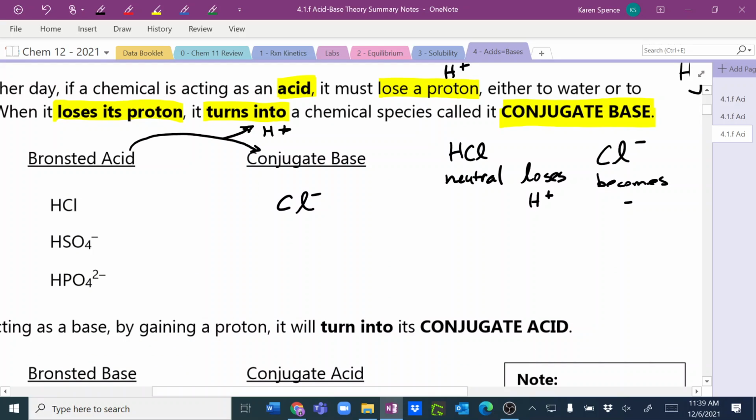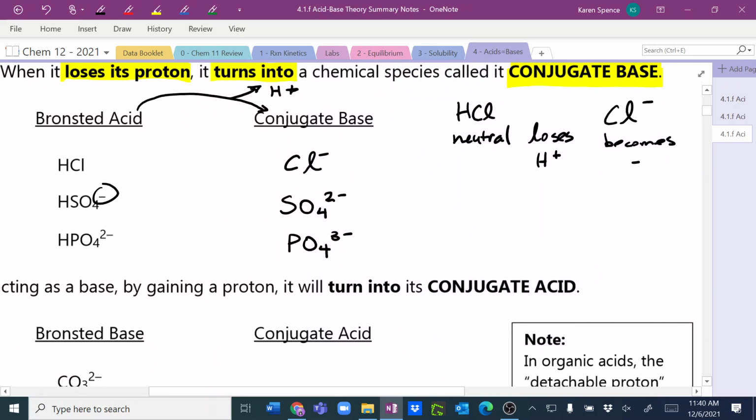What about HSO4 negative? What is its conjugate base? SO4, and then yes, we have to take that negative. Now we're losing a positive charge, so it's going to become 2 negative, okay? And HPO4 2 minus would become PO4. We take off the hydrogen, and it becomes 1 more negative than it was before. So it was 2 minus, it becomes 3 minus, okay? So remove a hydrogen and make it 1 more negative than before.